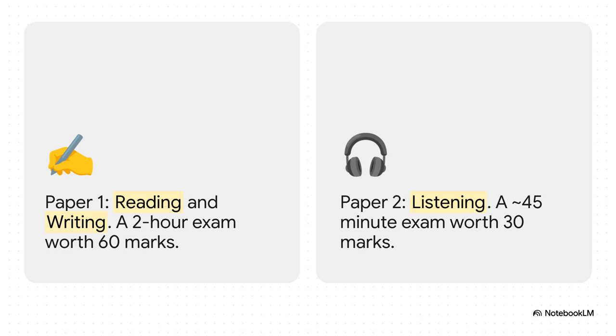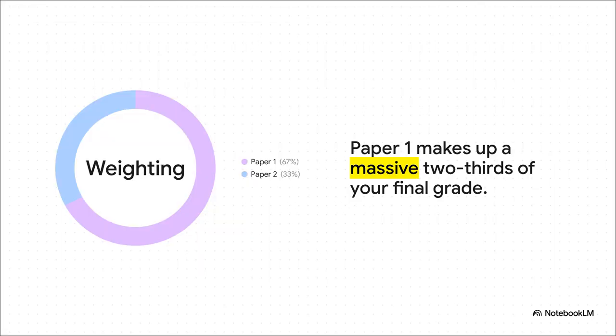Then you've got paper 2, which is your listening exam. This one's way shorter, only about 45 minutes, and it's worth 30 marks. Now, this is where it gets really interesting. Look at the weighting. Paper 1, that reading and writing beast, makes up a massive 2/3 of your entire grade. So think about it. That means it's literally twice as important as paper 2, which is the other third. It's pretty clear where most of your marks are going to come from.